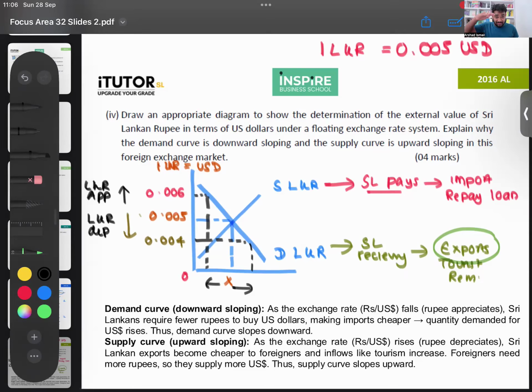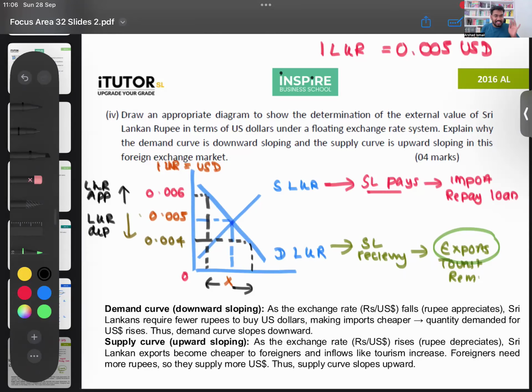If your currency value is higher, that means your currency appreciates. It goes to 0.006. No one is buying your exports. Exports are expensive. QD comes down. Price increases, QD decreases, downward sloping. If your price comes down to 0.004, then it's very cheap for them. Then they will buy, and the quantity demanded increases. So that story you have to explain.